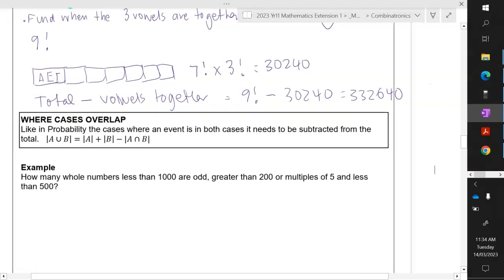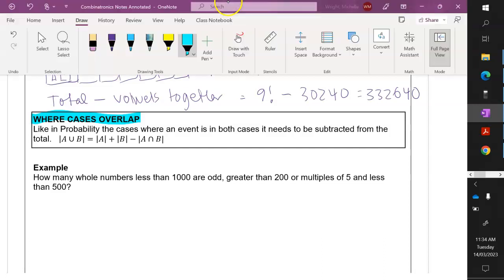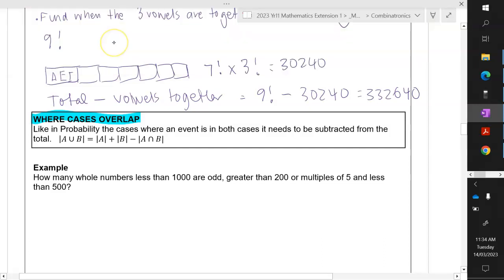Sometimes we have a different case, and that would be where there's an overlap. So we don't want to double count things. And this is similar again to our probability. Like in probability, the cases where an event is in both cases need to be subtracted from the total. So think about what we did in probability.